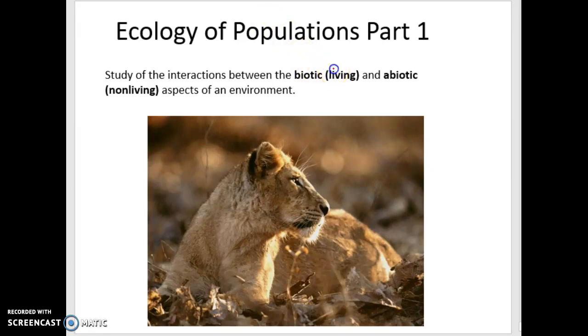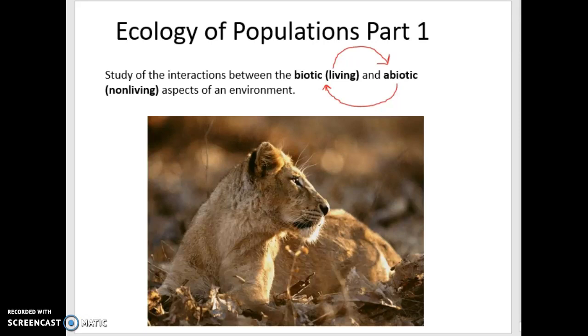The living will influence the non-living. A tree grows up, it produces shade, that changes the temperature of the area, changes the moisture content, changes the soil quality. The abiotic also will come back and influence the biotic, or the non-living will influence the living. So the pH of the soil often determines what can live there. All right, so that's the big picture of ecology.